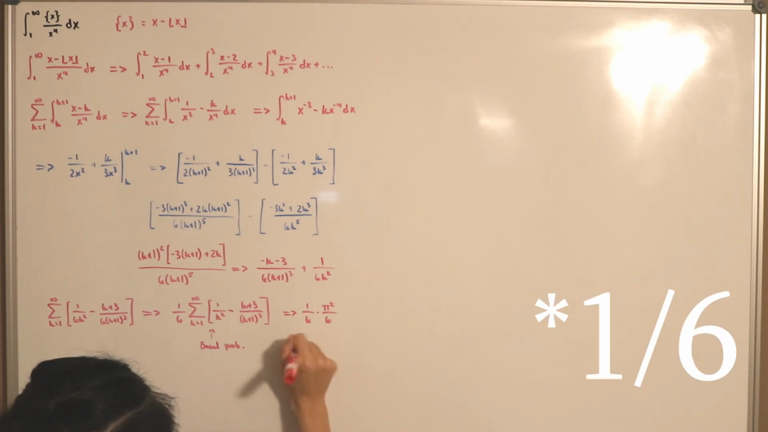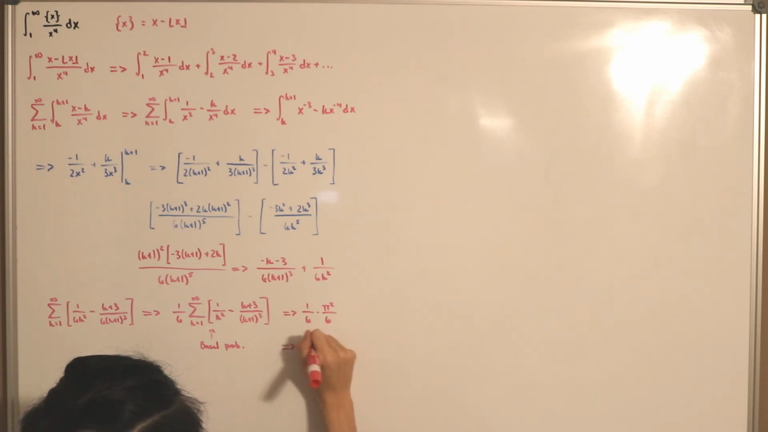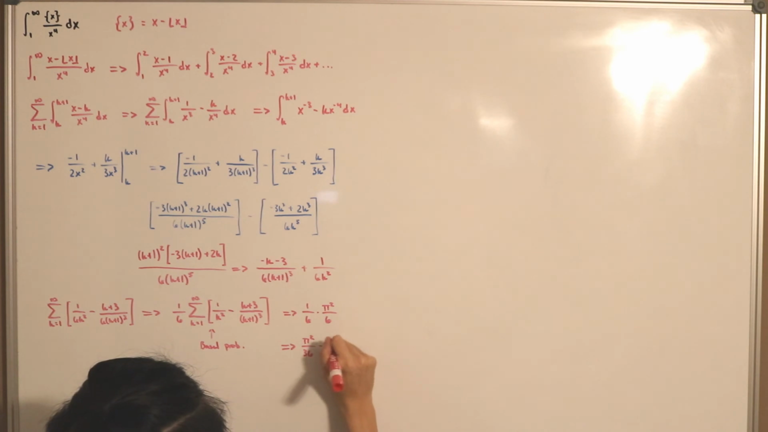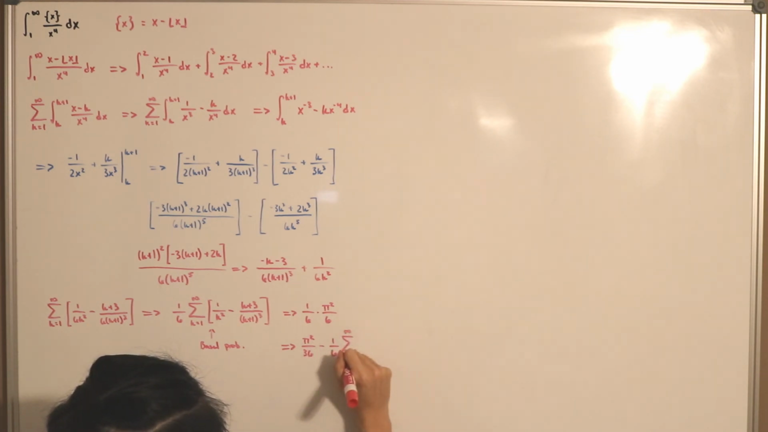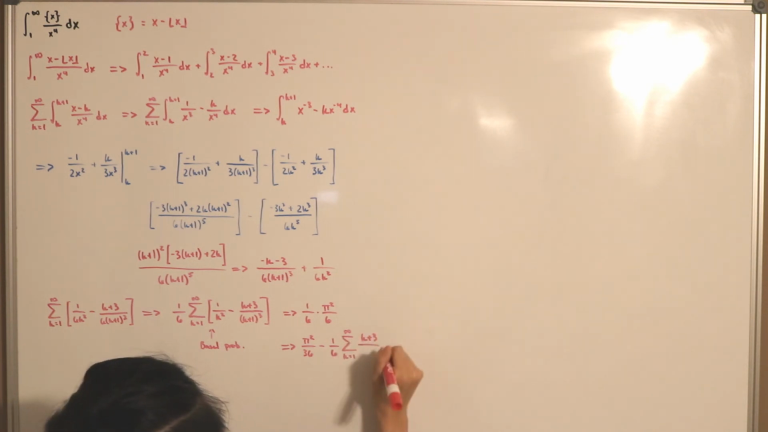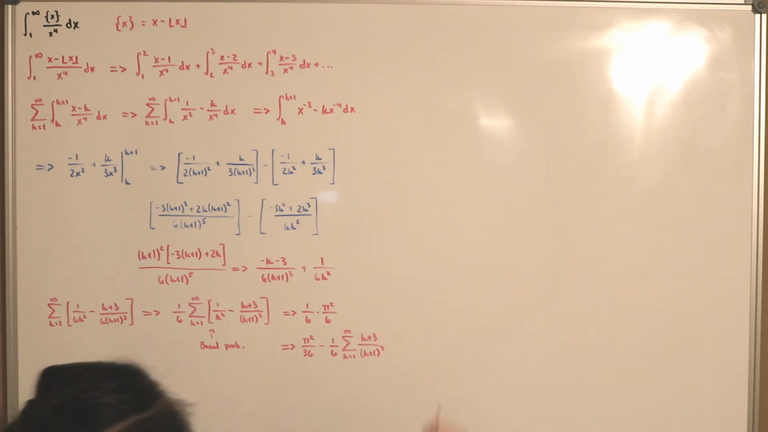I'll just write it down here. So that means this will be pi squared divided by 36. And now we have one more summation to calculate. So this will be 1 over 6 multiplied by the summation from k equals 1 of (k plus 3) divided by (k plus 1) cubed.